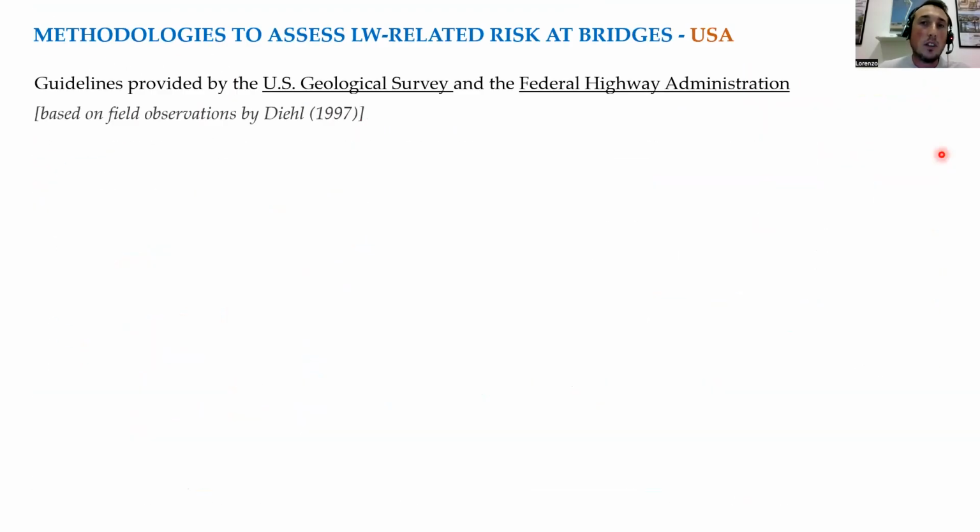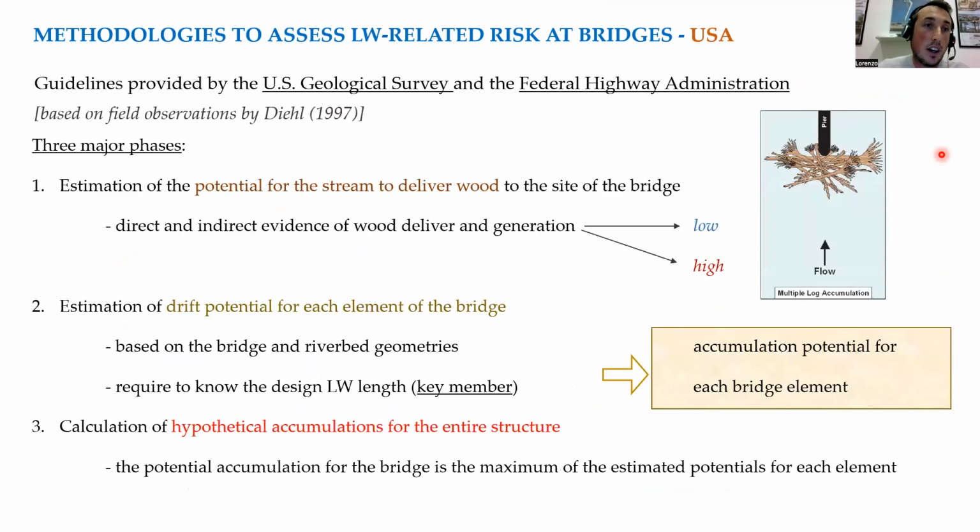So starting from the US, we have here some guidelines that are provided by the Geological Survey and Federal Highway Administration. In this case, they define a 3-phase analysis. The first one is about the definition of the potential for the stream to deliver wood. So the first question is, is it possible that at this structure we will have some large wood elements? So we have a low or high potential.